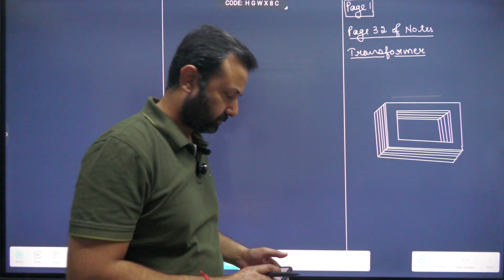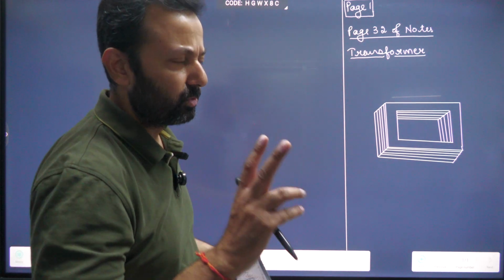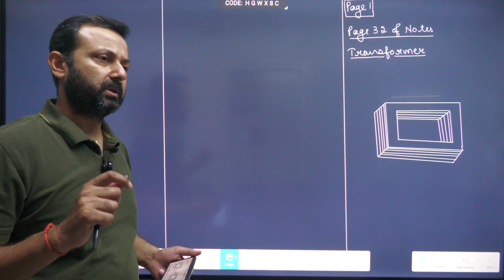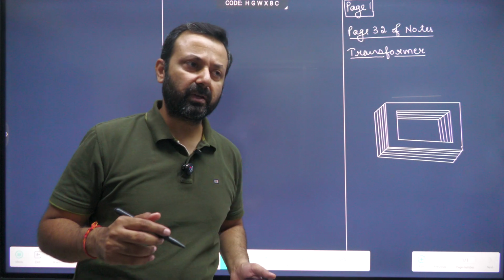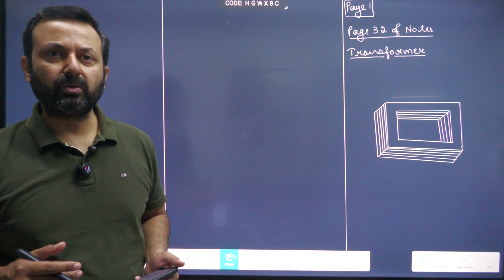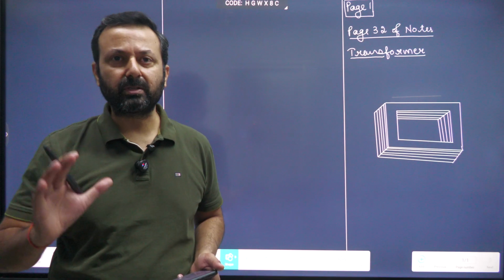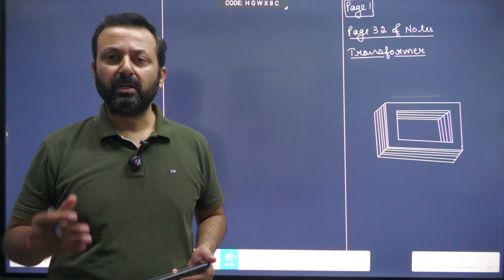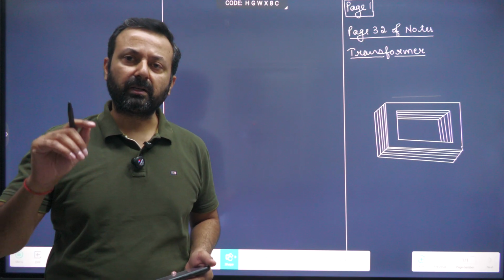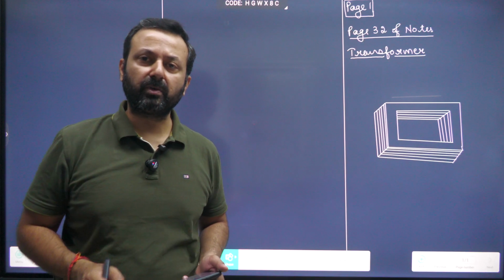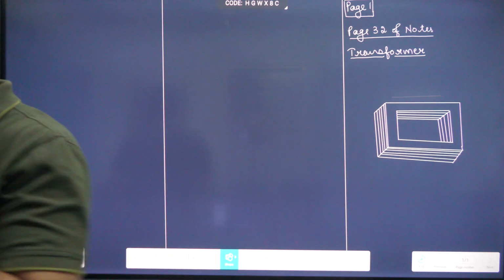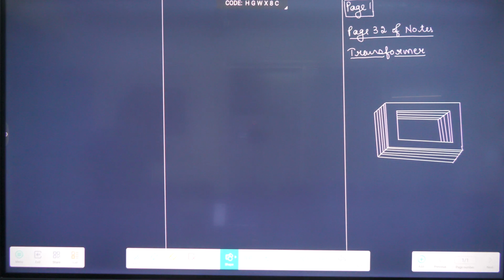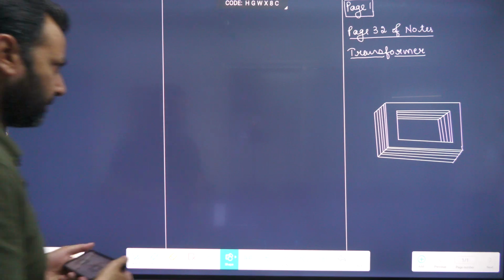And now I am going to show you two types of transformers. The transformer in which the input voltage is very low and the output voltage is high is called a step-up transformer. A transformer which is used to increase the output voltage is called a step-up transformer, and the transformer which is used to decrease the output voltage is called a step-down transformer. So based on this concept, there are two types of transformers: step-up transformer and step-down transformer.